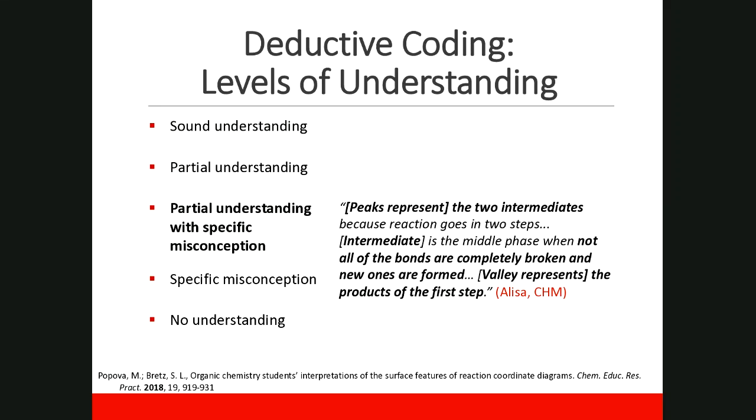So at first glance, we might think Alisa doesn't know what she's talking about, but when we look a little bit closer into her response, we see that she actually conceptually understands which chemical species are encoded at the peak and at the valley. She's just mixing her terminology. She's calling transition states intermediates, and she's calling intermediates products of a reaction step.